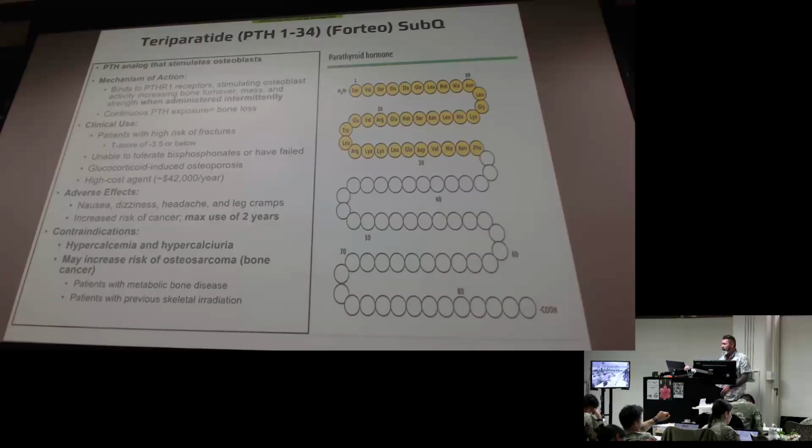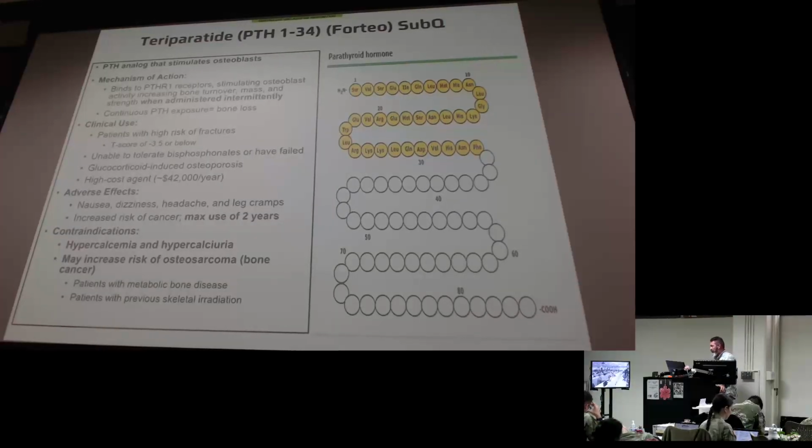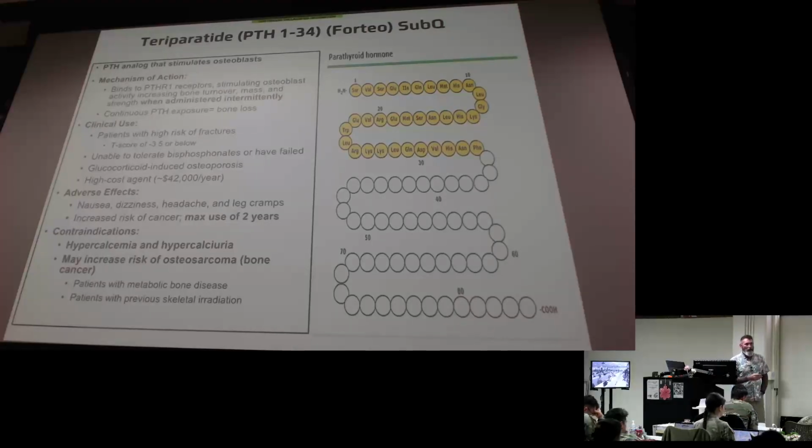So hopefully with the teriparatide, we build the bone up in those 2 years so that we move out of that high risk of fractures and our T-scores are more positive than negative 3.5, so they can be treated with the bisphosphonates. Because when you stop the teriparatide, all the bone that you just made, if you don't get an anti-resorptive on board, i.e. a bisphosphonate, it goes away rapidly.